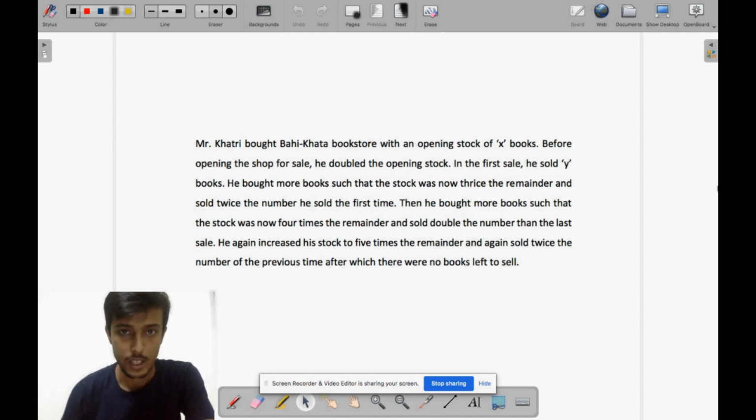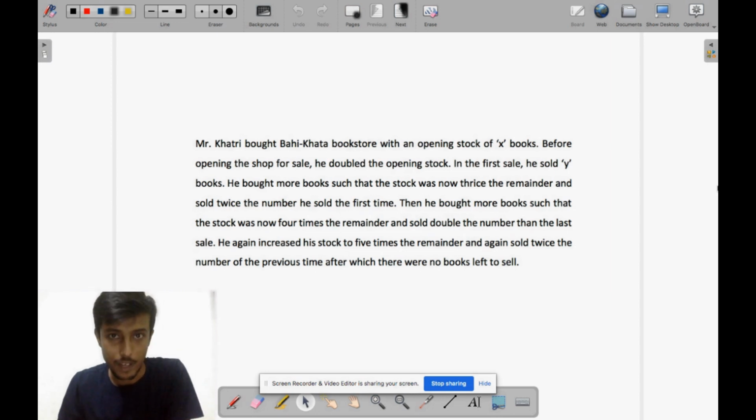So 2 things you take out of it. First, the number of sales that happened, which is 4, and the last statement that at the end of the 4th sale, there were no books left to sell. In a case like this, you write all the data that will be required for you to solve all the 5 questions.